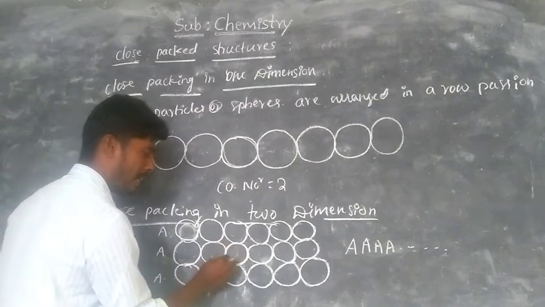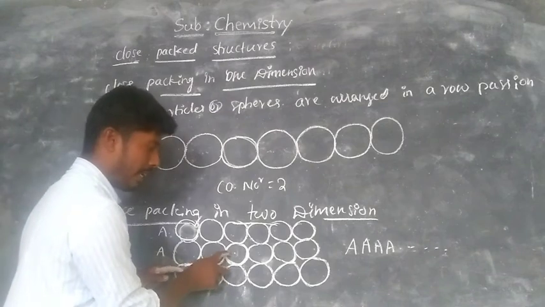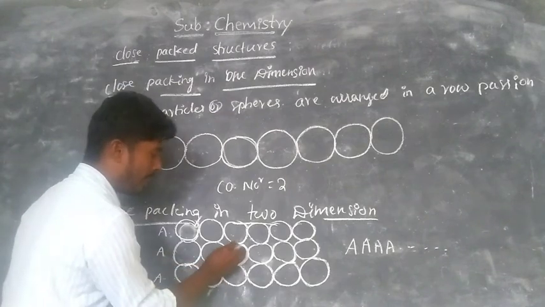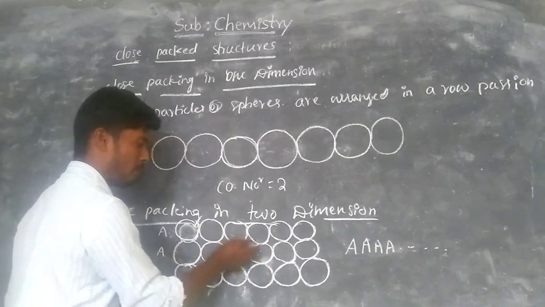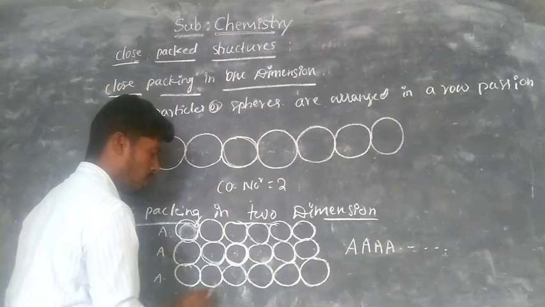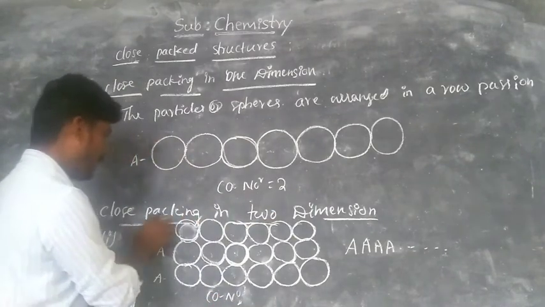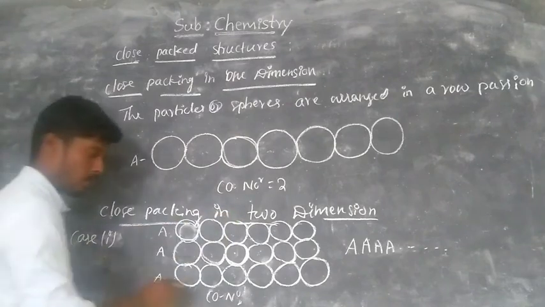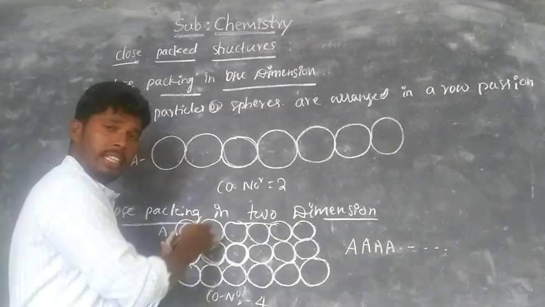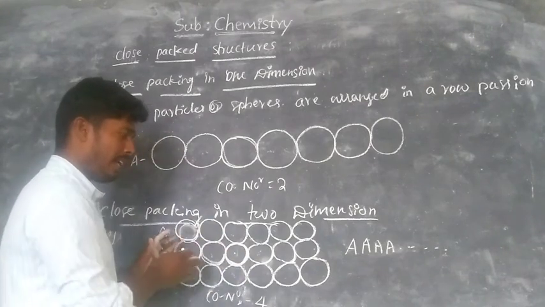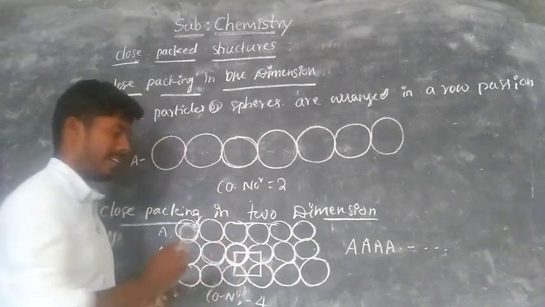Each sphere, like assume this is the sphere. Take this sphere. This sphere is surrounded by four identical spheres, or same spheres. Four spheres. Therefore, the coordination number in this square close packing in two dimensions, case 1, is 4. And observe, in this manner, the particles are in the form of a square.